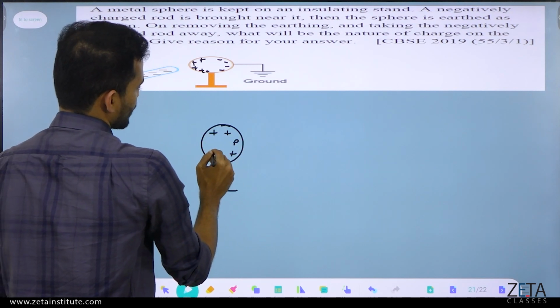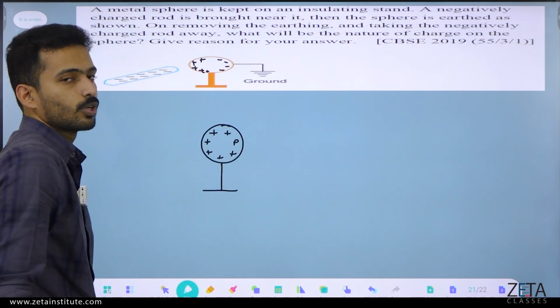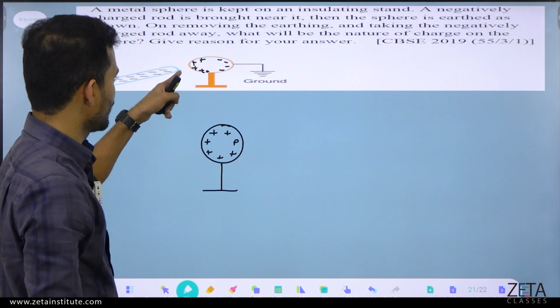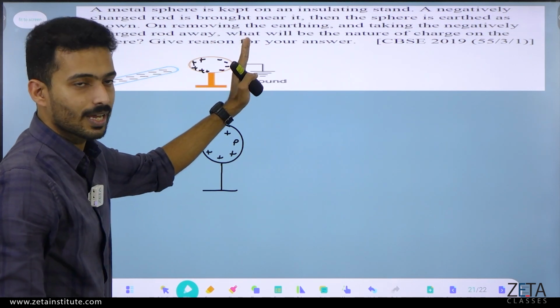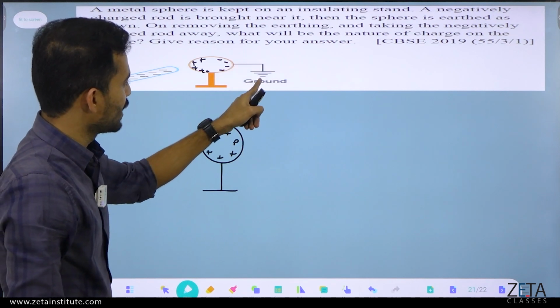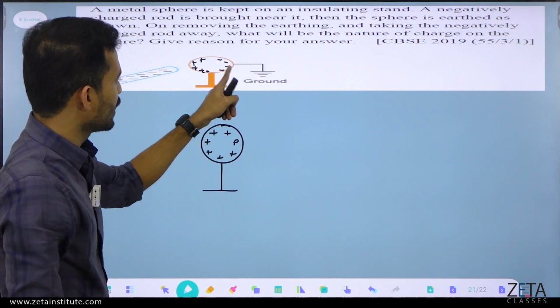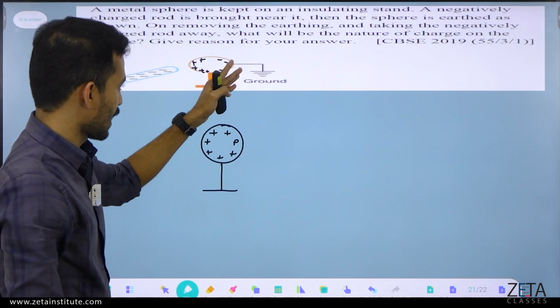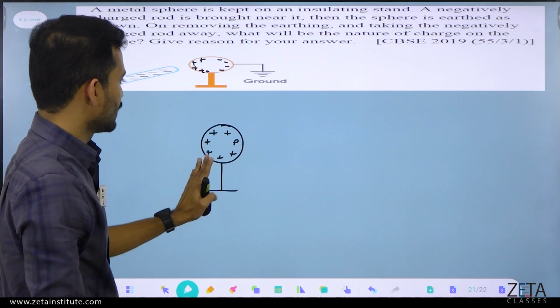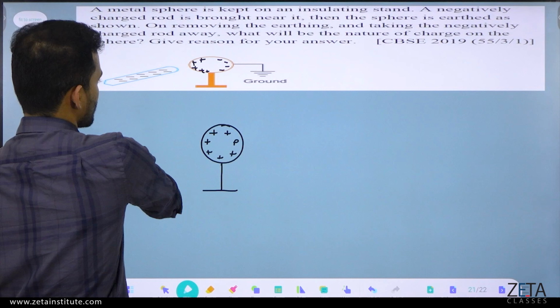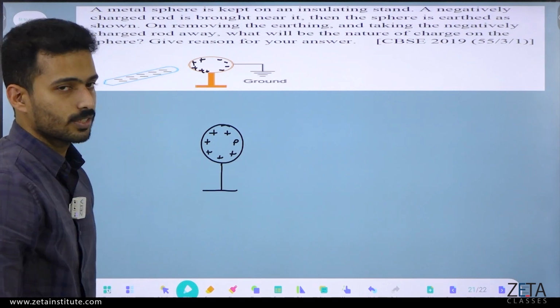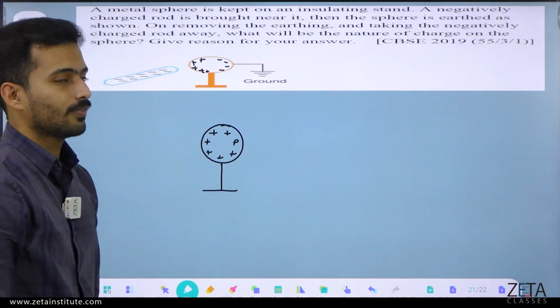This positive charge is distributed on the body. When we place this near to this, the positive charges will move to this side and negative charges move to this side. Then what happens? This side is earthed, so the electrons will flow, the charges will flow to the ground. Then the positive charge exists there. When we remove this charged rod, the body will get positive charge.